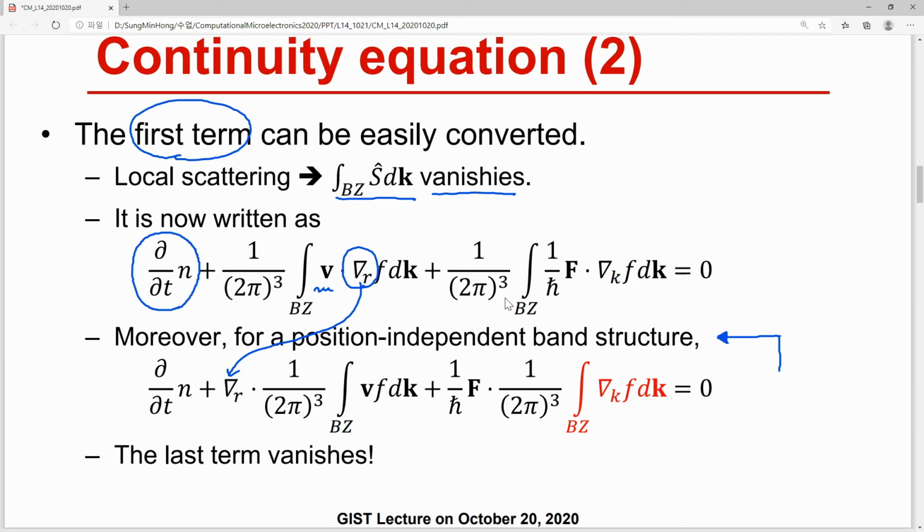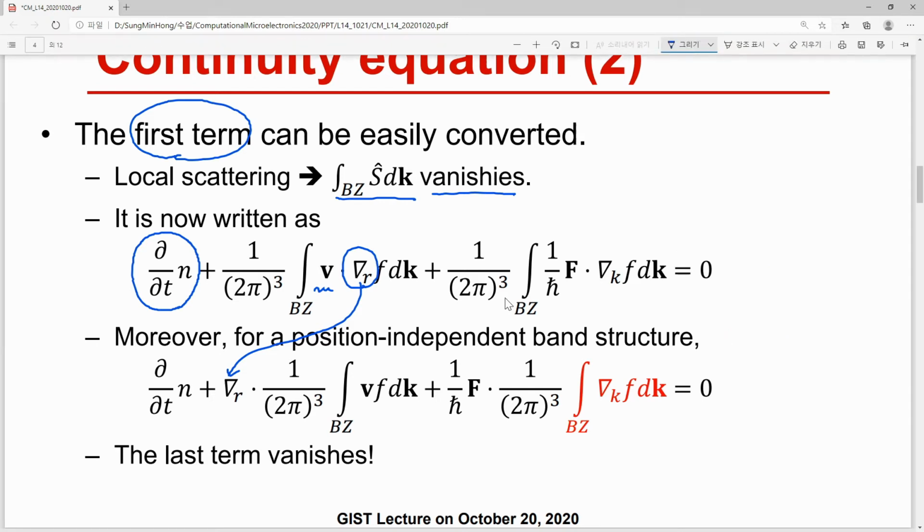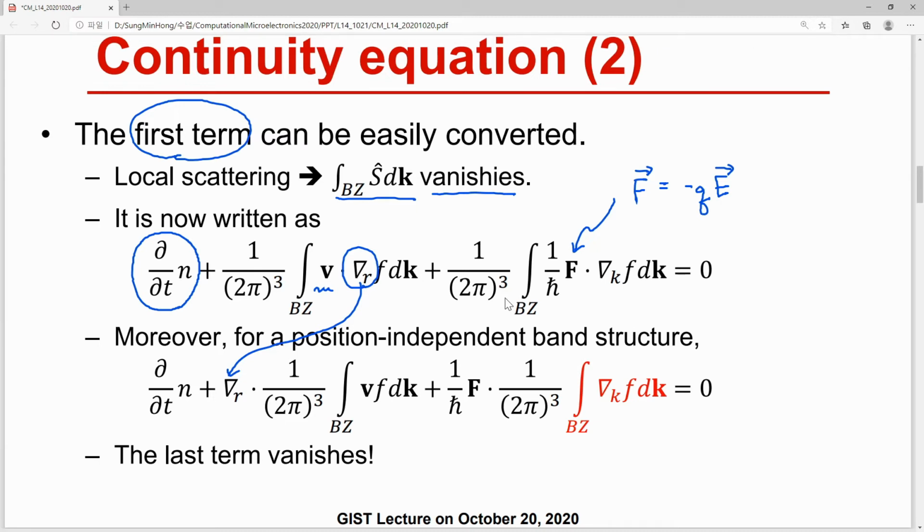And let's go to the third term. Here we have a force, and the force assumed in this course is given by minus q times E, the electric field, in the case of electrons. Of course, if we are talking about holes, then the force will be given by positive q multiplied by the electric field. But forget about holes. Also, this electric field is only dependent on real space. It does not depend on momentum space.